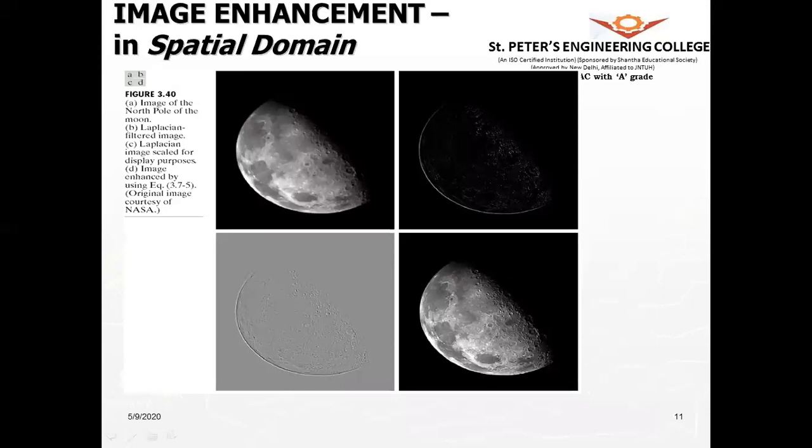Now by using the Laplacian on this image of the North Pole of the moon, we can see this is the Laplacian filtered image. This is the Laplacian image scaled, and this is the image enhanced by using the Laplacian equation.